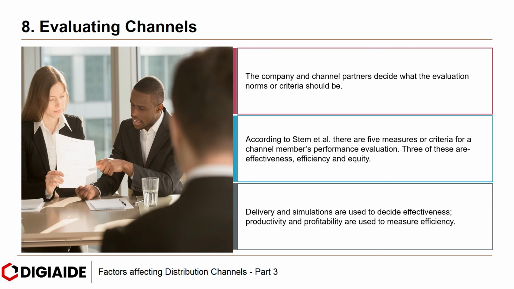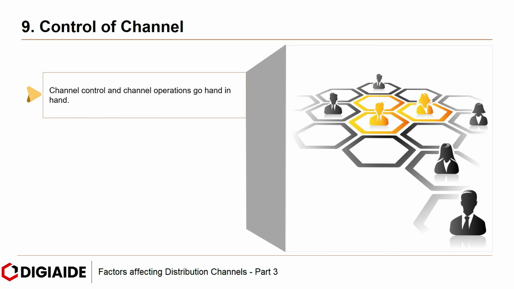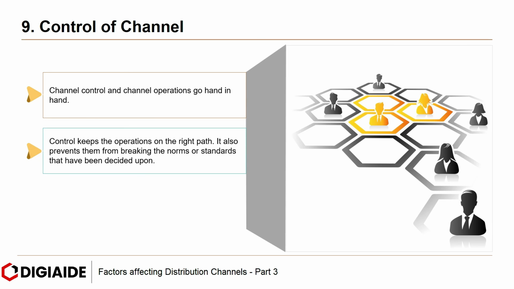Delivery and simulations are used to decide effectiveness. Productivity and profitability are used to measure efficiency. And finally, control of channel. Channel control and channel operations go hand in hand. Control keeps the operation on the right path. It also prevents them from breaking the norms or standards that have been decided upon.